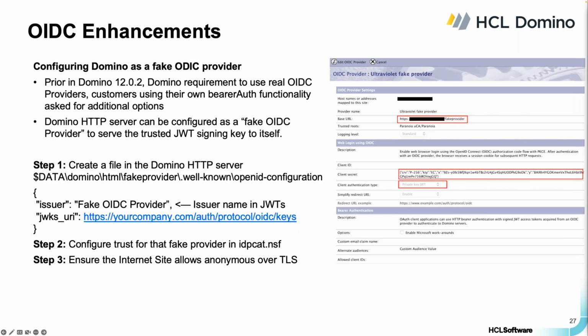With this JWKS provider support, you can add the public key that you want Domino to trust for verifying your custom JWT access tokens. In the client secret, set the internet site for private key JWT, and now Domino will serve that key to itself in the correct format. So you're using this OpenID configuration to point Domino to a key that Domino is serving to itself. So now Domino can trust that signing key, and it can verify your custom access tokens.